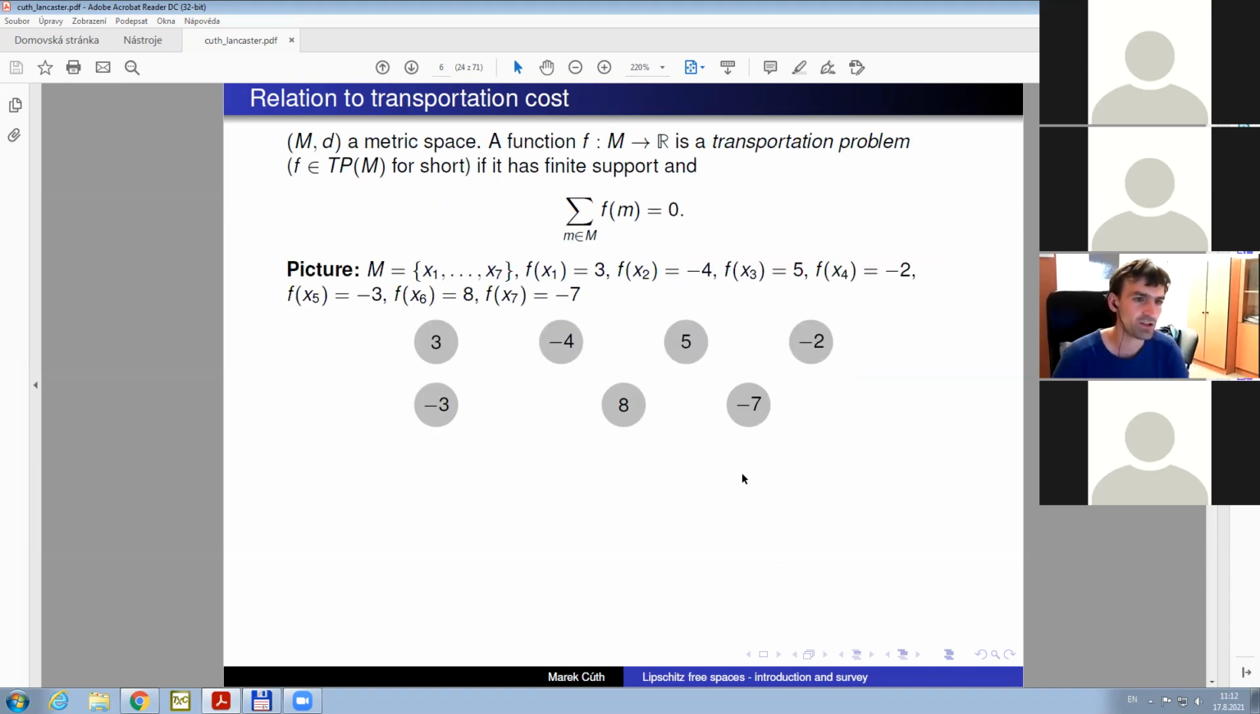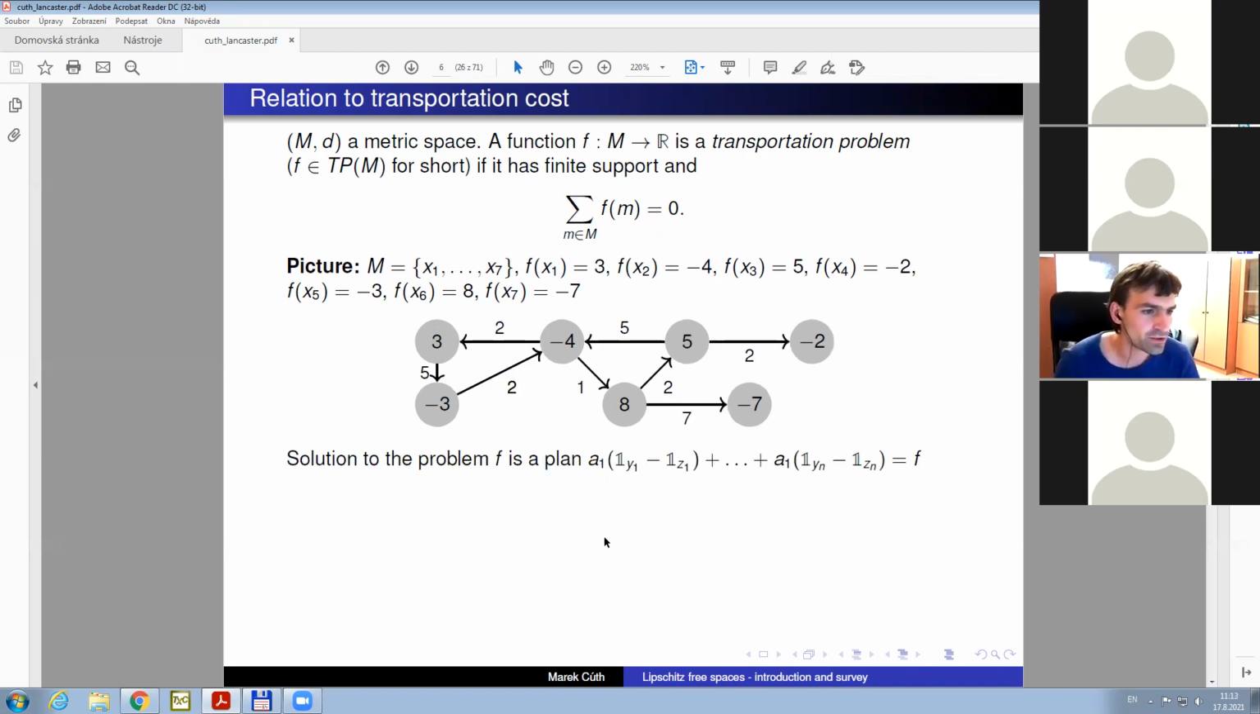So the interpretation is the following. For example, we have 7 cities: 1, 2, 3, 4, 5, 6, 7. And in each city, we have a certain number which represents the number of bags of sugar which are needed in the city. So here in the first city, they need 3 bags of sugar, while in the fourth city, they have 4 bags of sugar, which they need to export. Here, 5 bags of sugar need to be imported, and so on.